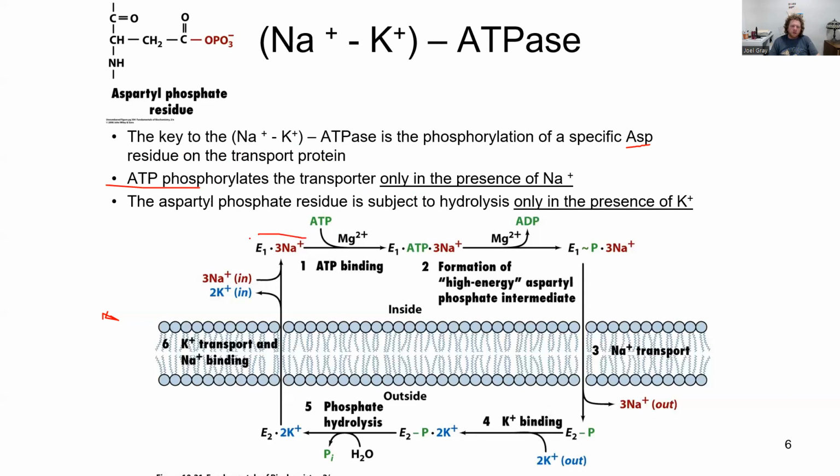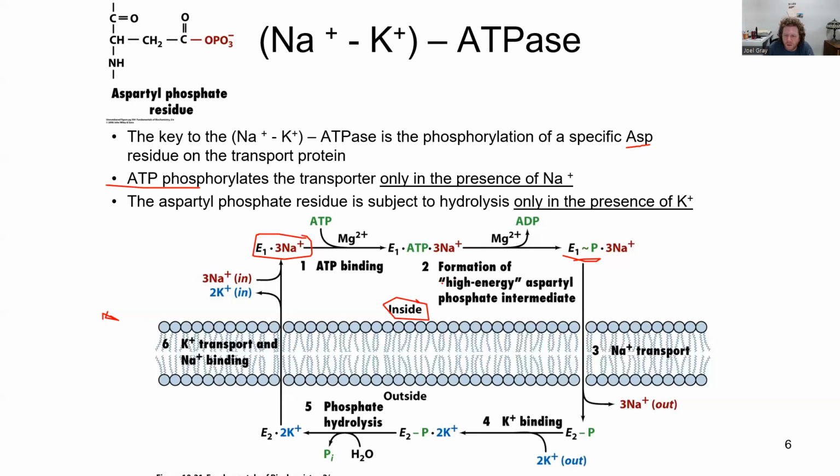So we have E1, which is our transporter protein. That E1 is going to bind ATP, and you know what it's going to do? It's going to phosphorylate itself, and that ATP is going to be released as adenosine diphosphate, or ADP. That phosphorylated E1, indicated right here, was only generated because of the presence of these sodium ions. So this is the inside of the cell. We have on E1 a phosphorylated aspartic acid.